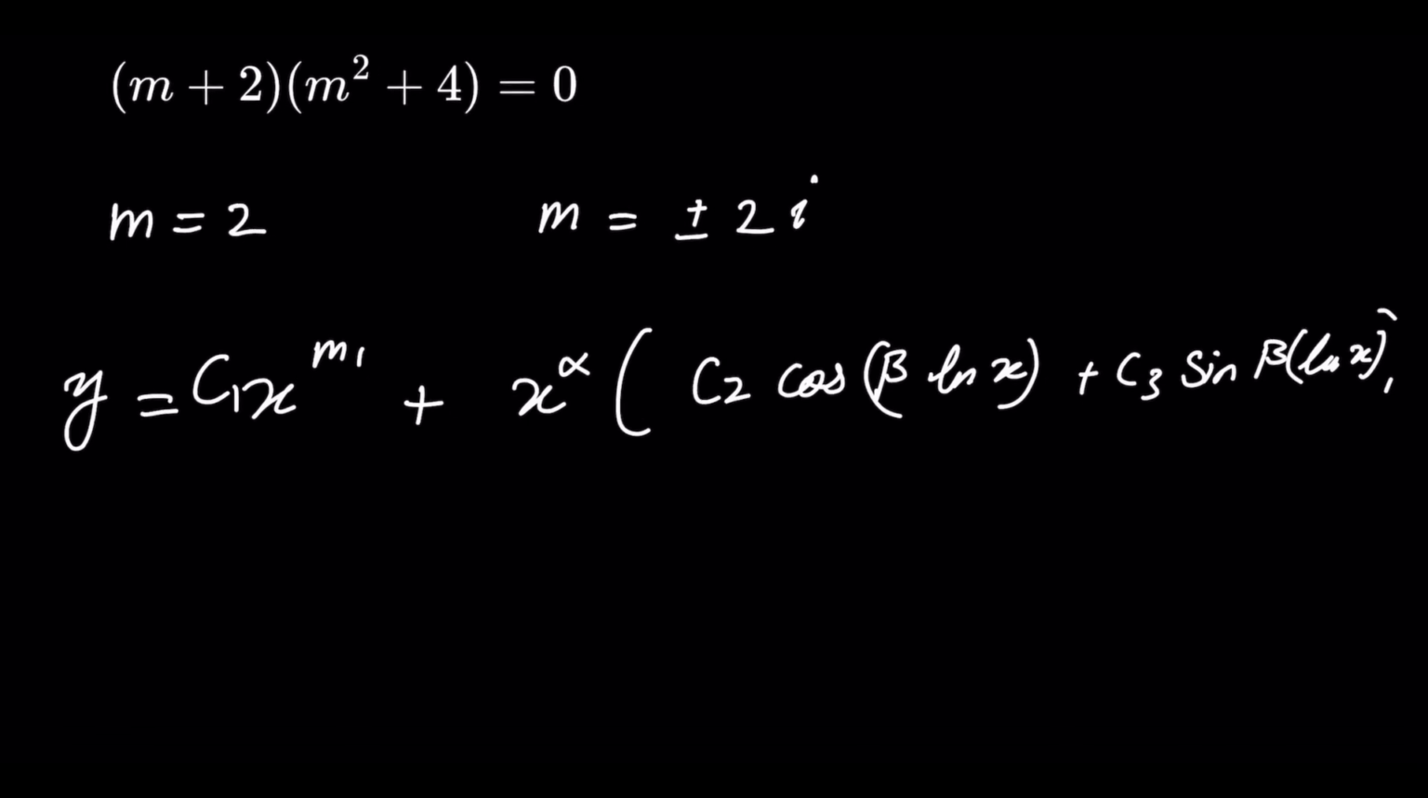Now, substituting 2 here, and we can see that the real part here, alpha, is equal to 0. So x power 0 is equal to 1. This is going to become 1. While for this, beta, we are going to be substituting 2 here and here. This will be giving us our general solution.